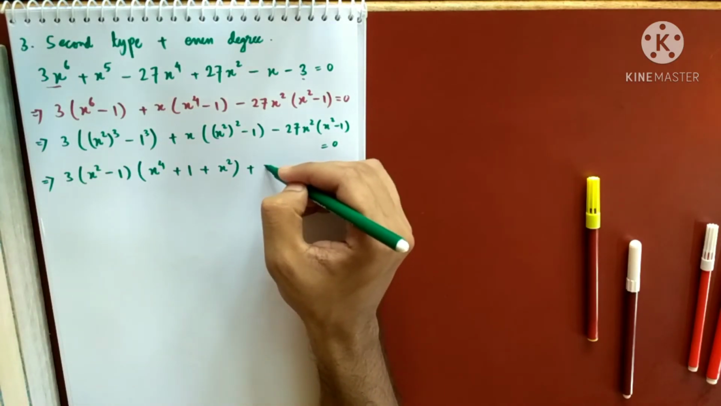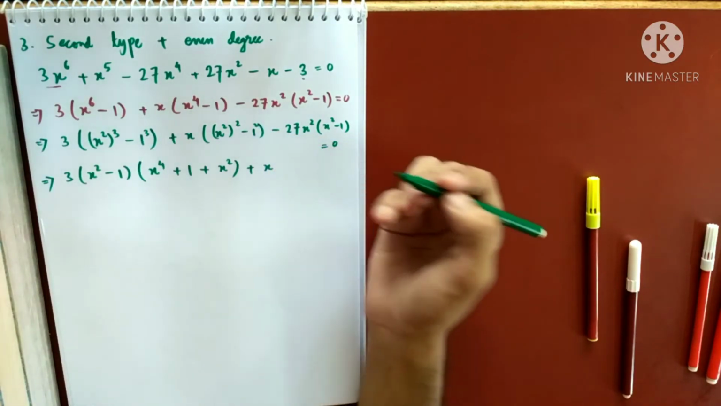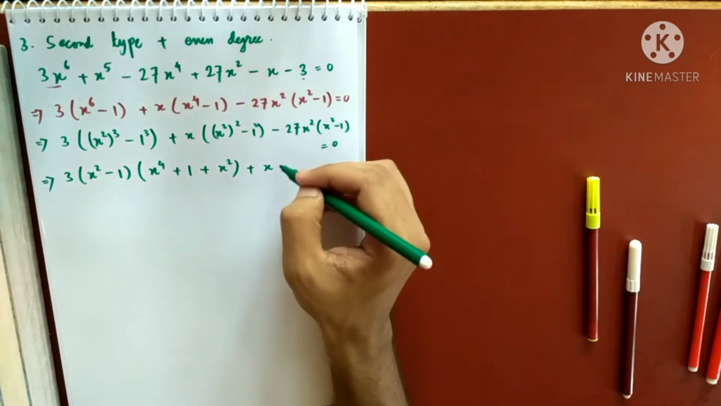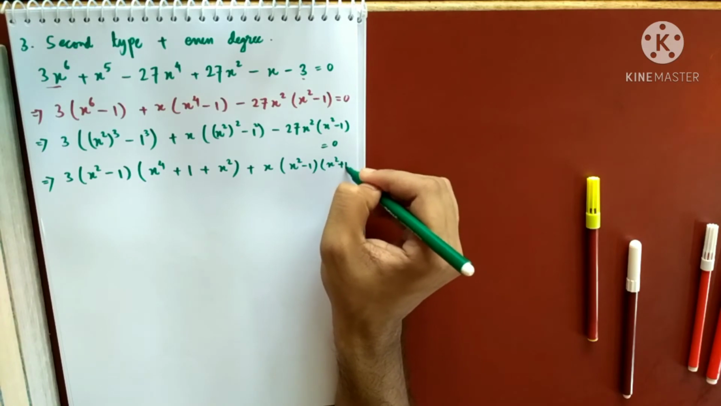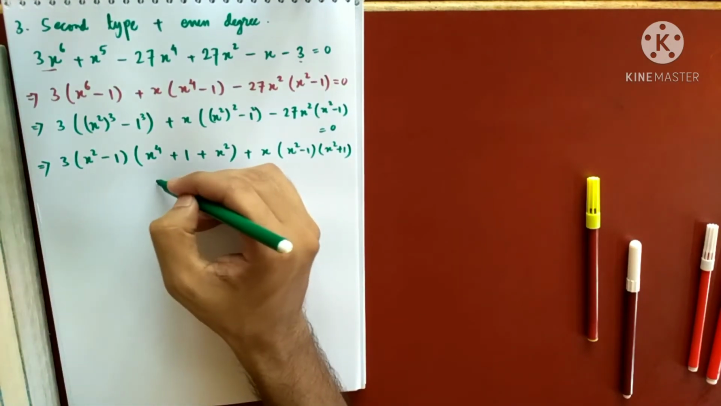And similarly, this is x square whole square minus 1 square, that means a square minus b square, which is a minus b into a plus b. And this is already in the form.